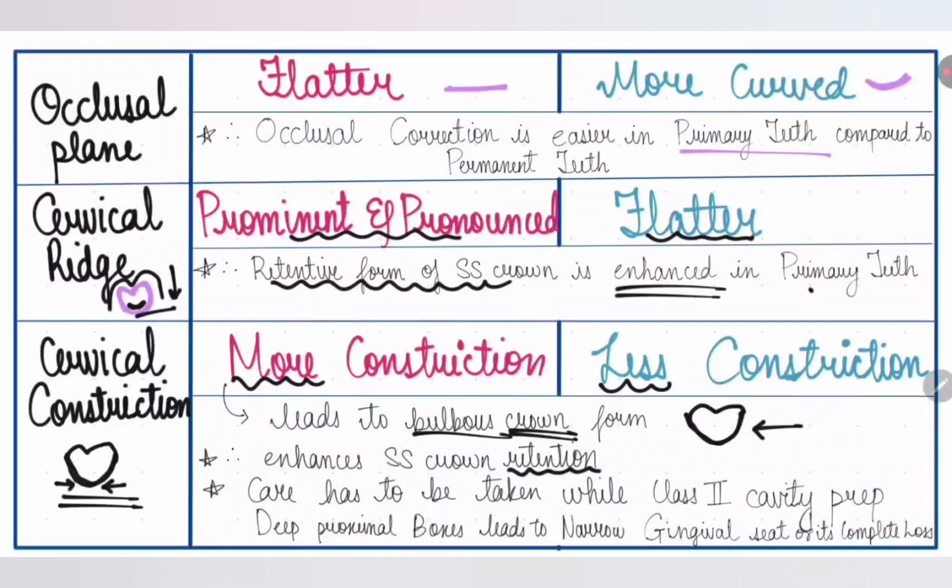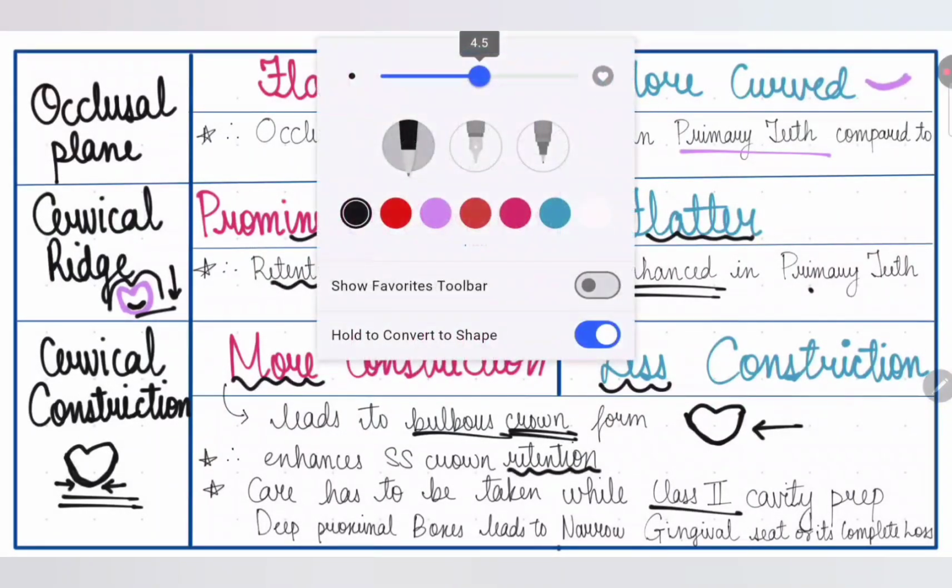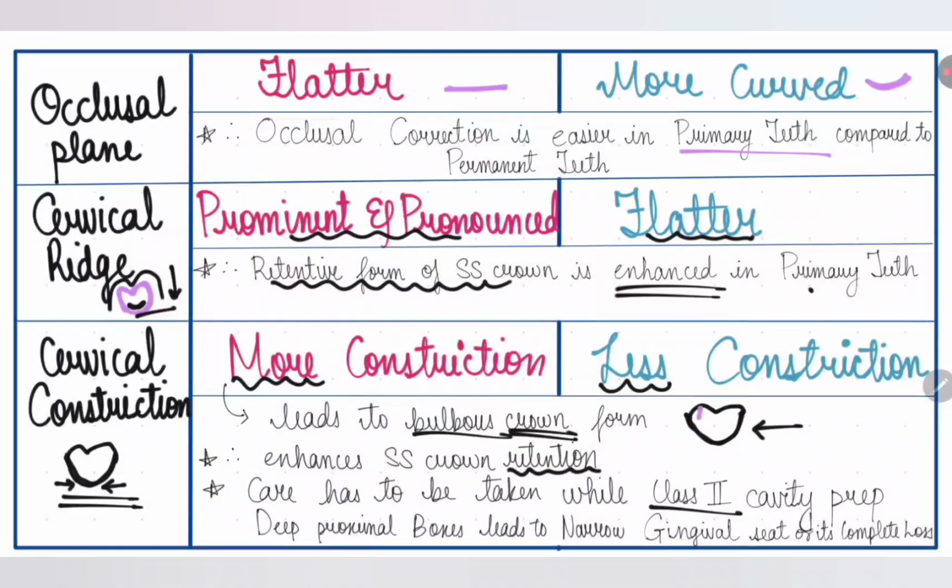Also, since it is bulbous, we have to take care while preparing class 2 cavities. Why? For example, if in this type of tooth we are preparing a class 2 cavity, we prepare a proximal box. But if the proximal box goes deep, then eventually we'll lose the proximal gingival seat. So what does it mean when you are preparing class 2 in primary teeth? We have to take care in cases of deep proximal boxes because it leads to a narrow gingival seat. The deeper you go, the narrower the gingival seat becomes, and if you go even deeper, you will lose it, right? So you have to take care of it.